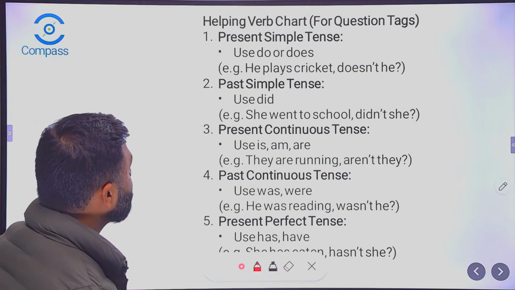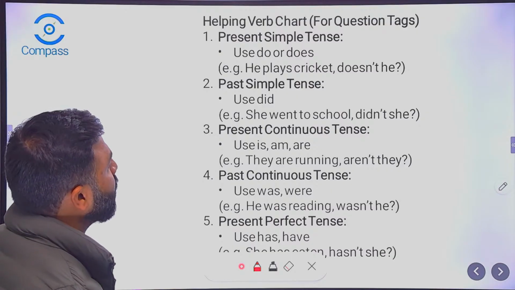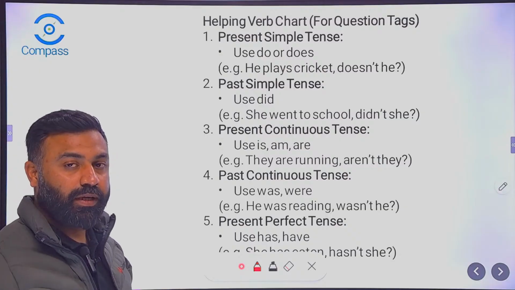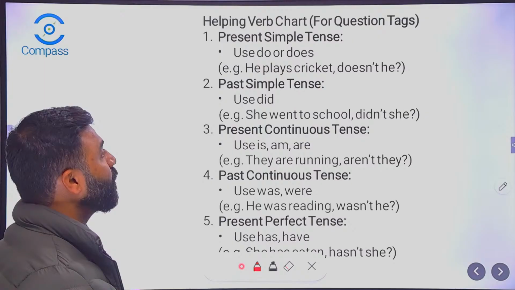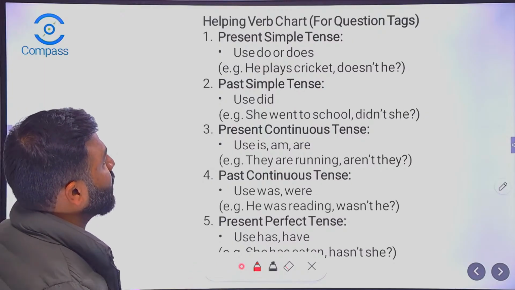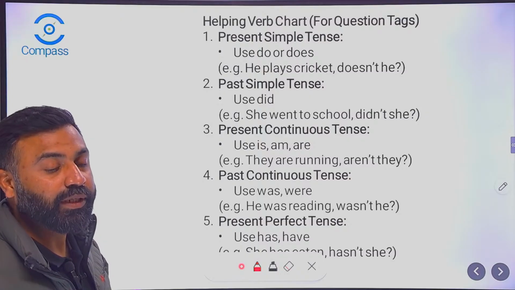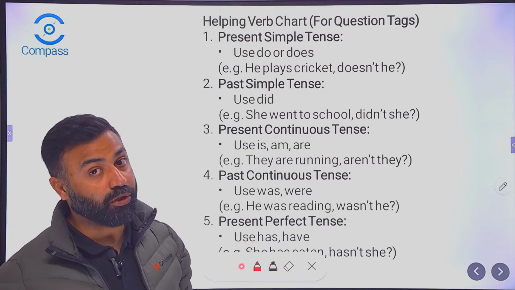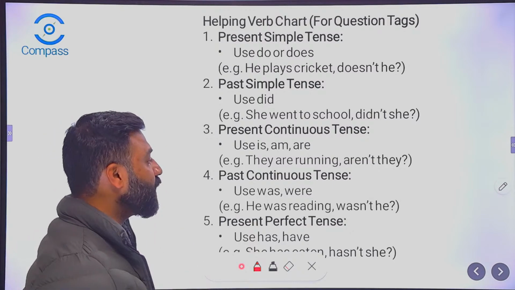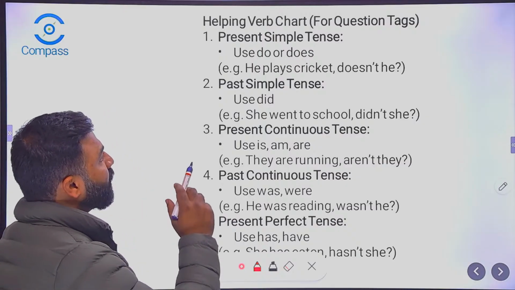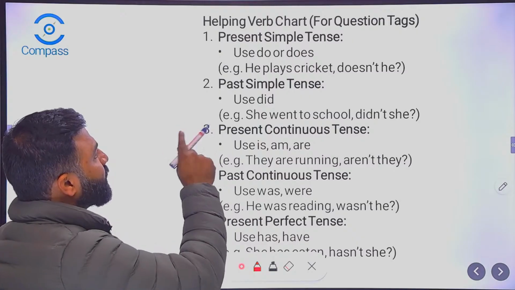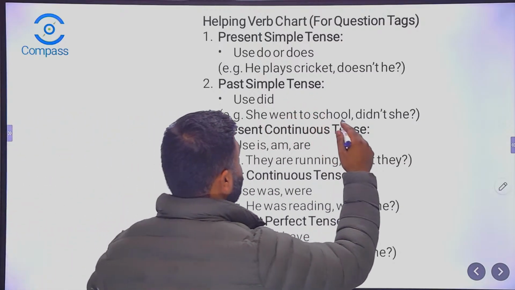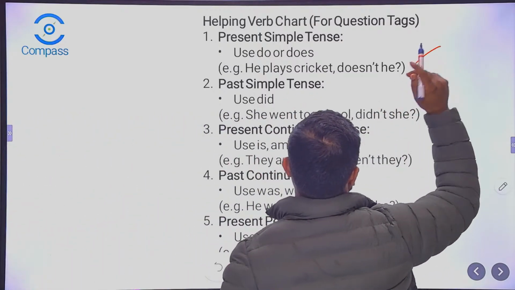Now we have come to the helping verb chart. This will clarify things for you and give you a better understanding of the lesson. Helping verb chart for question tags. I was talking about it a few minutes back, about simple present tense and simple past tense, what to use and what not to use. Do, does, and did. So let's see. When it is simple present tense, use do or does. He plays cricket, doesn't he? Which I have already explained to you.